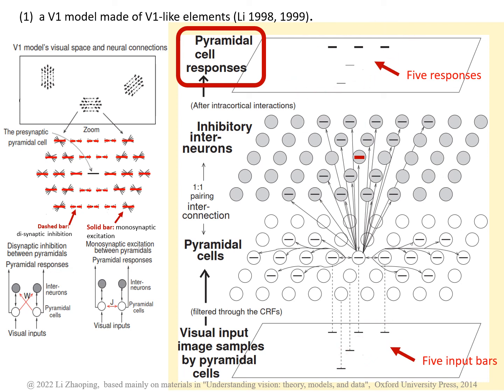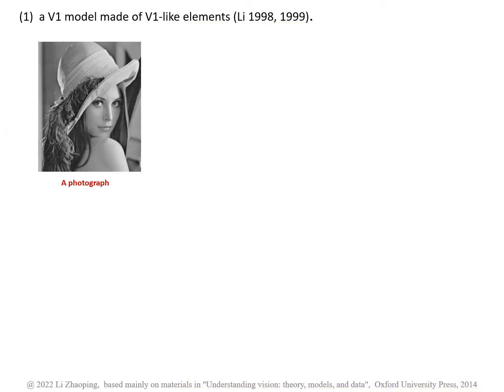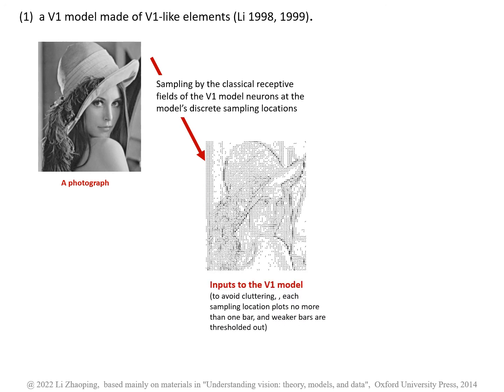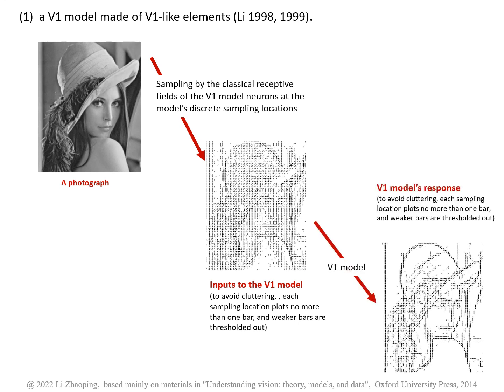A photograph could be sampled by the V1 model neurons through their classical receptive fields to give this as inputs to the V1 model, to give such a model response pattern.